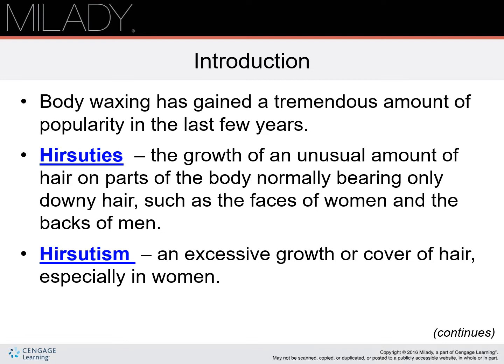Okay, hirsutism, also known as hypertrichosis, is the growth of an unusual amount of hair on parts of the body normally bearing only downy hair, such as the faces of women and the backs of men. Hirsutism is excessive growth or cover of hair, especially in women.